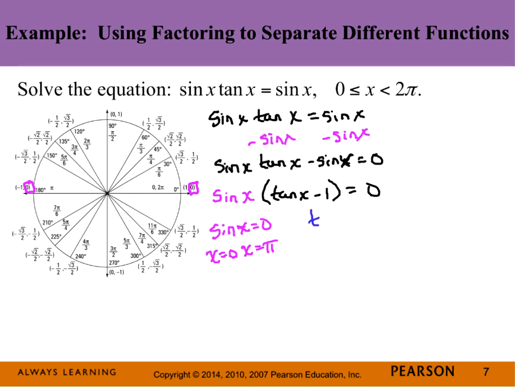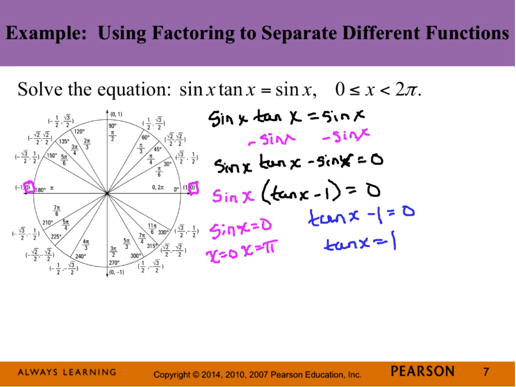I'll do it in blue here. So the tangent of x minus 1 equals 0. Add 1 to both sides. And so now I'm trying to figure out, well, when is the tangent of x going to equal 1? Well, the only time that the tangent is going to equal 1 is when I'm dividing something by itself. So when I'm dividing the y value by the x value, and those two values are the same.